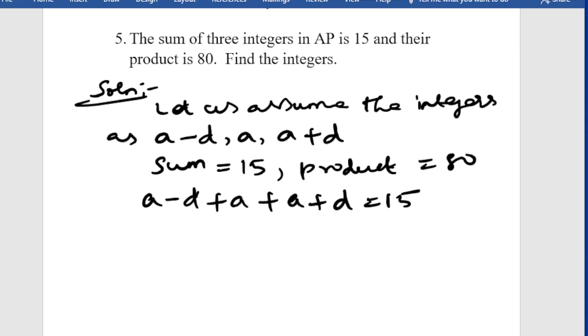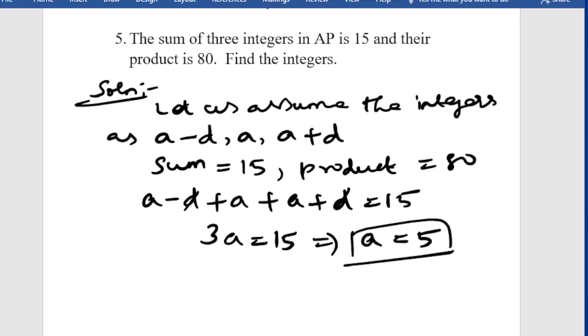Okay. So here d will get cancelled. 3a equal to 15. From this, what is a? A is 15 upon 3, 5. You can find what is a from the first condition. And what is the second condition? The product of the integers is 80. So we take the product a minus d into a into a plus d equal to 80.